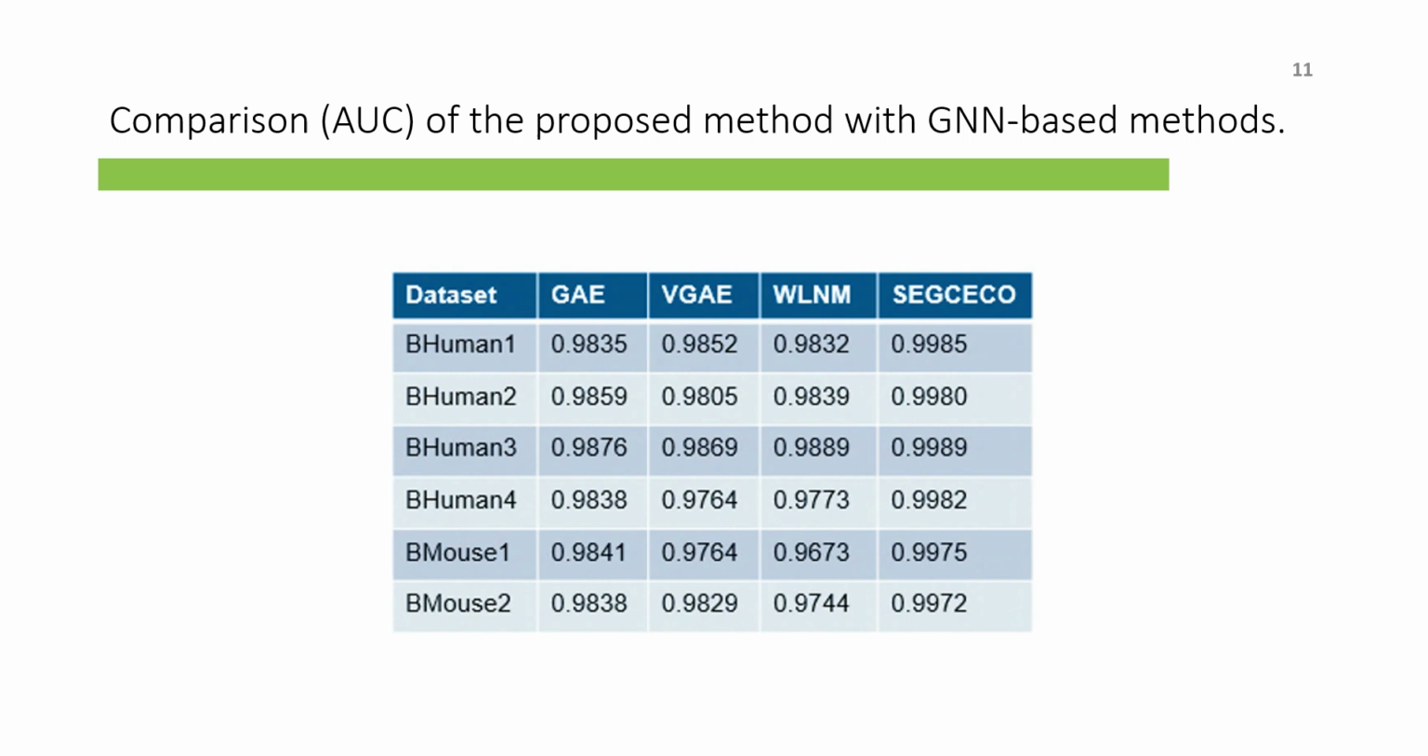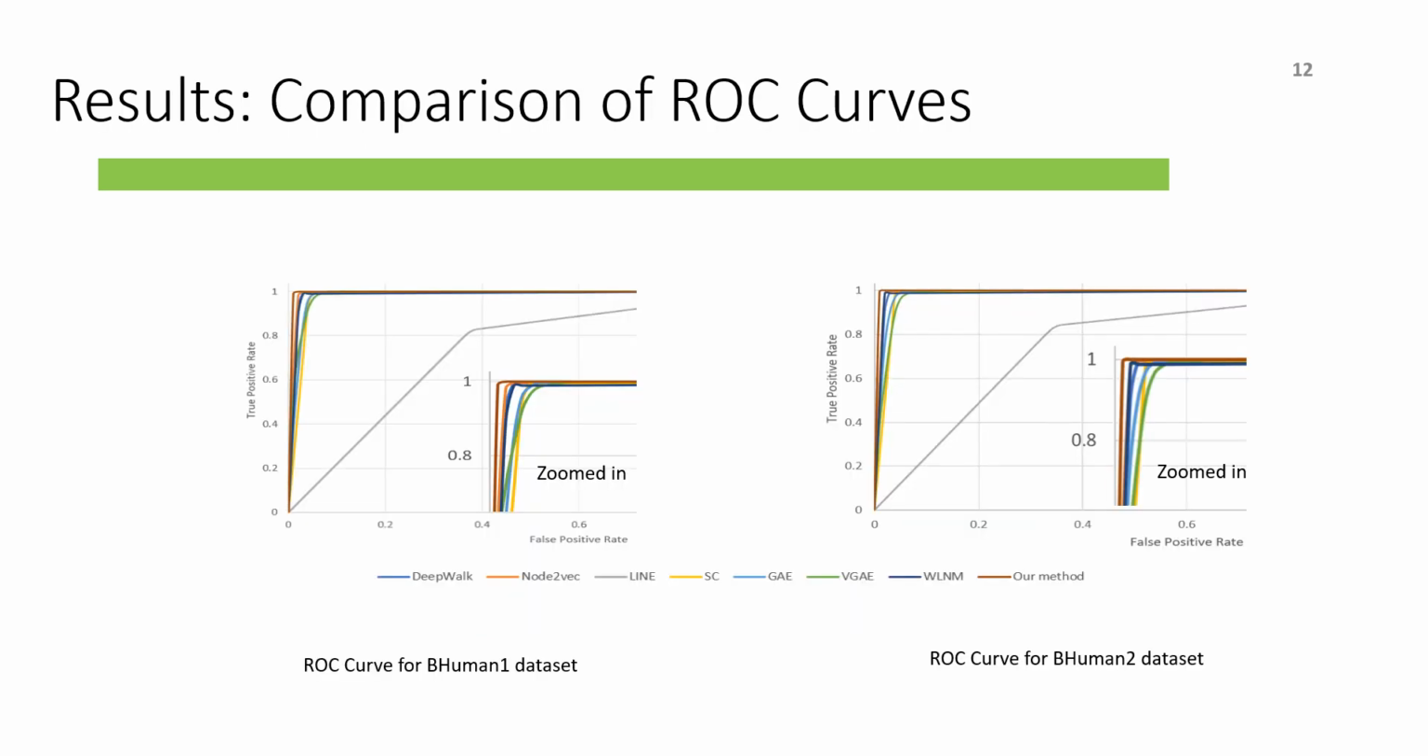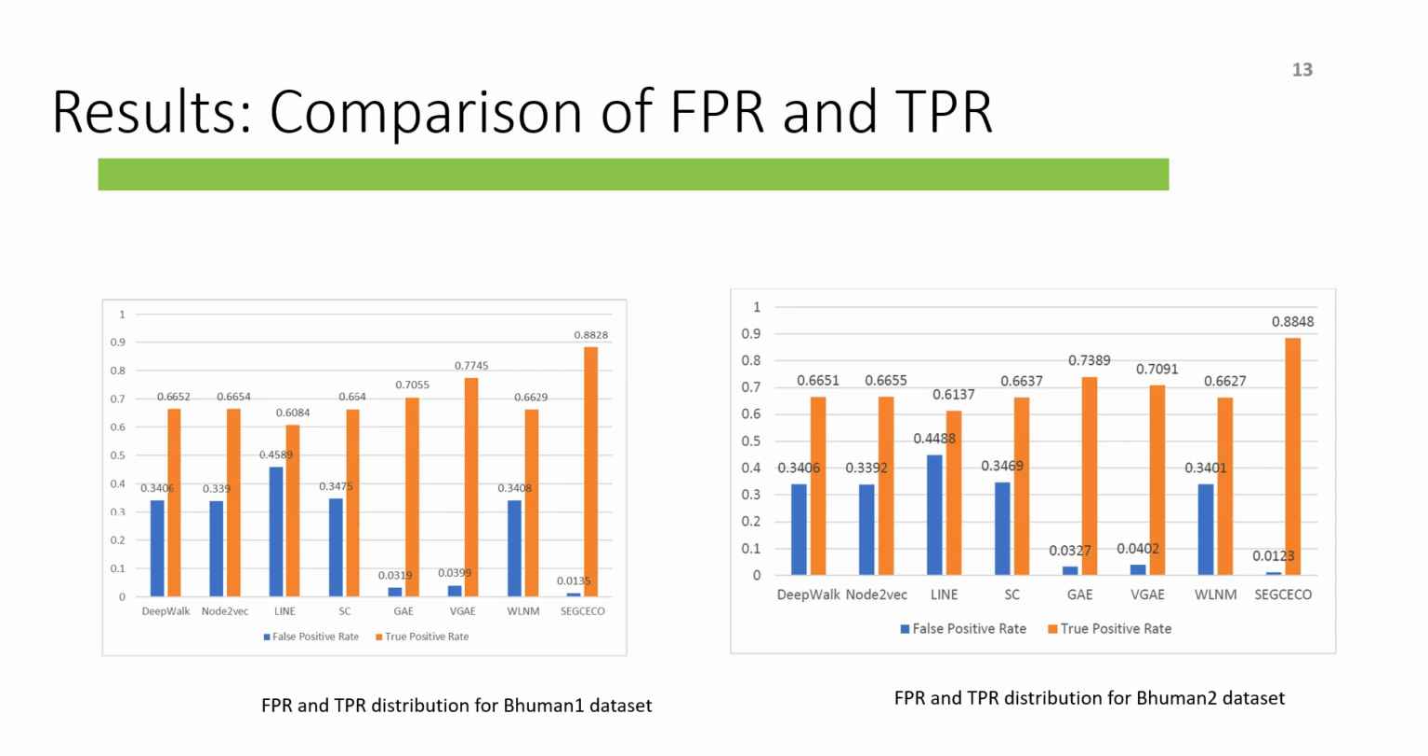And this is the result of the comparison of the proposed method with the GNN-based method based on AUC. And this is the result of ROC curves for two datasets, Baron-Human 1 and Baron-Human 2. Results of false positive rates against true positive rates for the same datasets indicate a low false positive rate for both datasets. The results of the other datasets show the same.